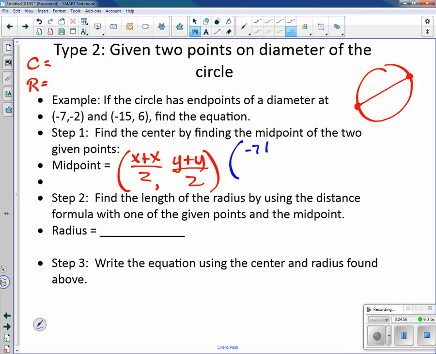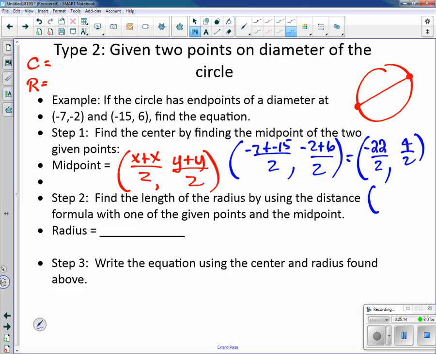Negative 7 plus negative 15 divided by 2. Negative 2 plus 6 divided by 2. Which is equal to, what is that, negative 22 over 2, and 4 over 2, which is negative 11 and 2. Did I lose anybody on finding the midpoint?